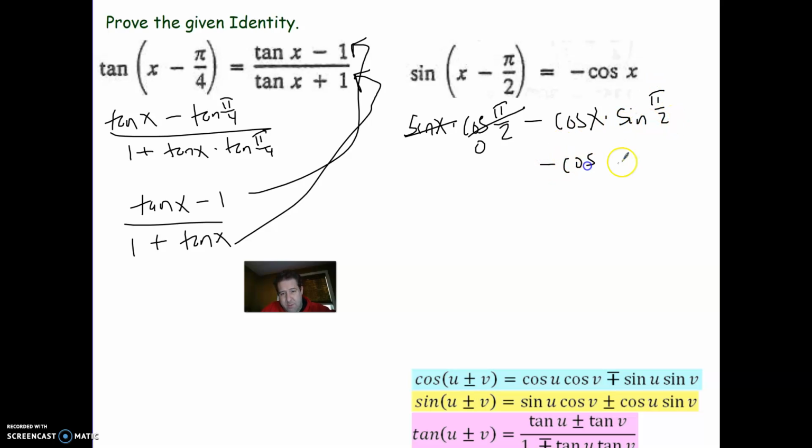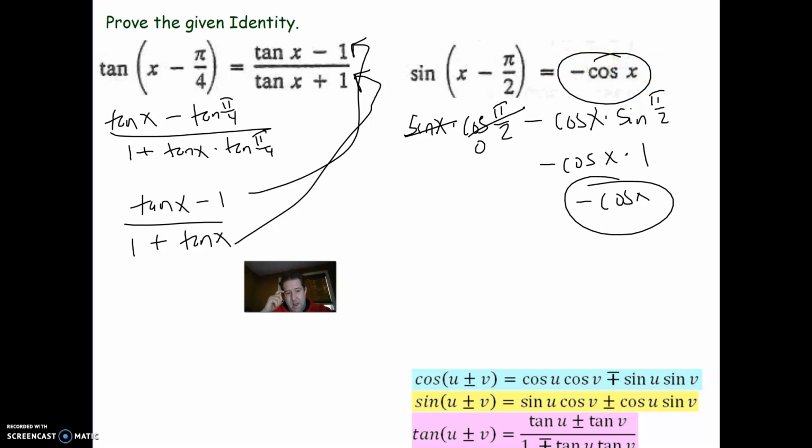So this is really negative cosine of x times 1, which just leaves you with negative cosine of x, which means this is the same as this. And that means that these two are equal as well. So just proved it.